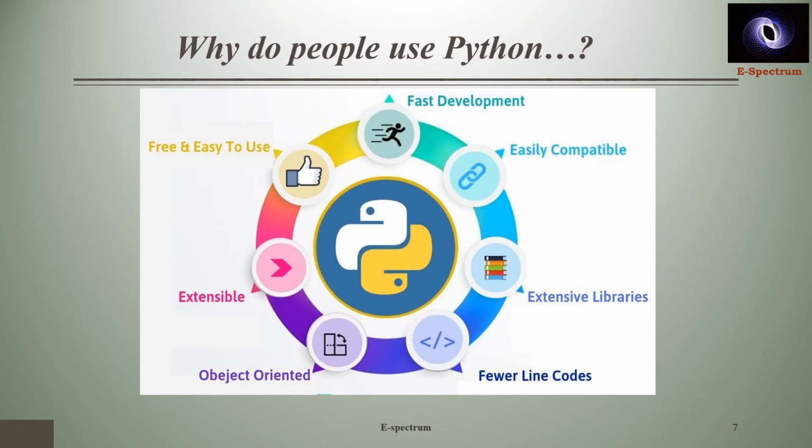So why do people use Python? It is fast developing. We have seen in the survey also that in 2020, many platforms are now using Python. It is easily compatible with others. The library support given by Python is very good. Extensive library support is available. When I write a program of only a few lines, an application gets developed. It is an object oriented language. It is extensible, and the most important advantage is that it is free and easy to use. That is why people are using it.